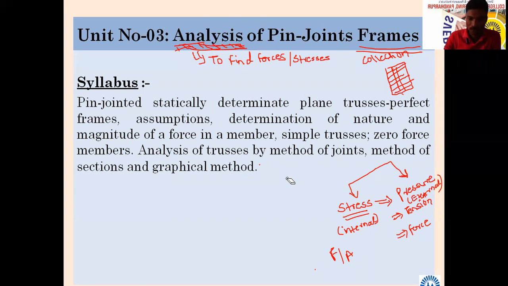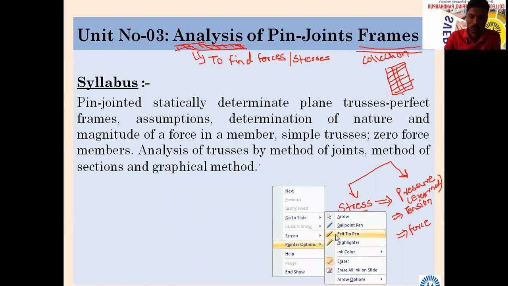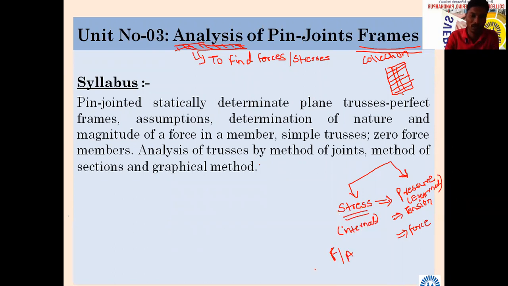graphical method. Here, one important term we are going to see in this chapter is truss. I will tell you in short what that is. Truss will be the most important and challenging term, and we are going to analyze that truss. Analyze the truss means what? A collection of members. That is truss in simple words. Different members are collected together to transfer force, or we can say to distribute and transfer.